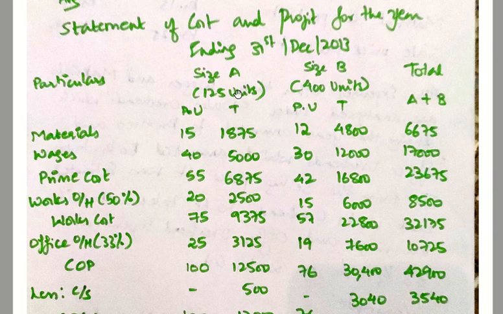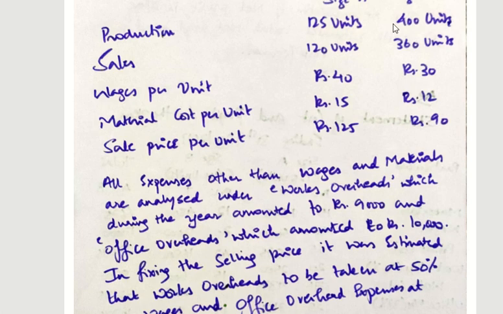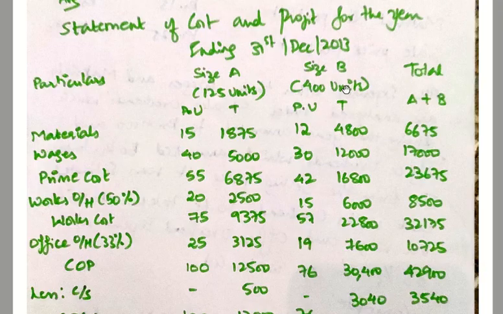So for size A, how many units do we have? Production is 125, and for size B it is 400. And materials they have given 15 and 12. So 15 into 125 is 1,875. 12 into 400 is 4,800. If you add 1,875 plus 4,800, you get the total of 6,675.